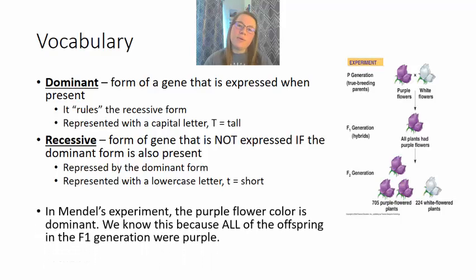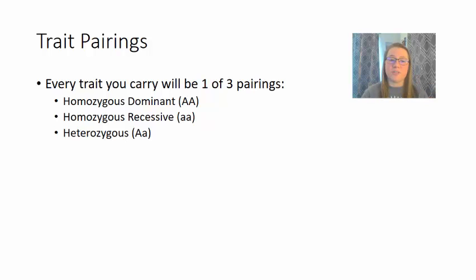Now, in Mendel's experiment, the purple flower color is dominant, and we know this because all of the offspring in the F1 generation that have one copy of the dominant and one copy of the recessive, so they are heterozygous, all of those were purple, because that purple was the dominant color and it took over and expressed its phenotype. So we have our trait pairings. We have homozygous dominant, homozygous recessive, and heterozygous. And we'll go through each of these one at a time.